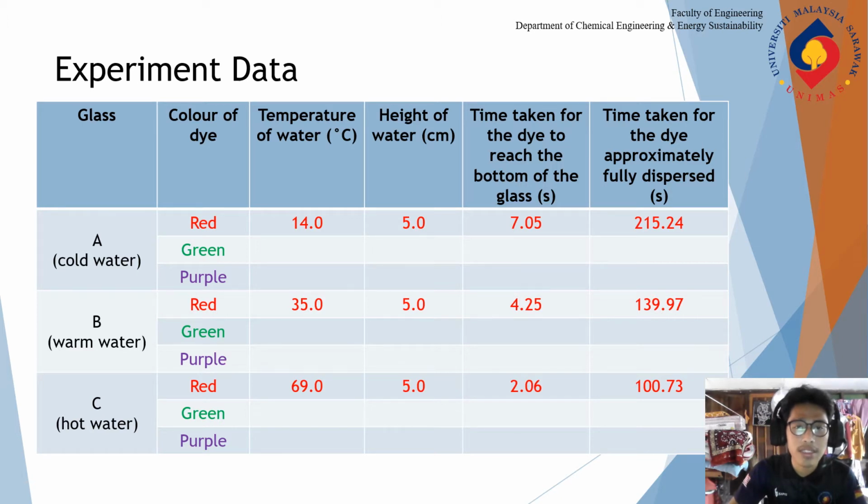Height of water is 5 cm. Time taken for the dye to reach the bottom of the glass is 2.06 seconds. And the time taken for the dye to approximately fully disperse in the water is 173 seconds.